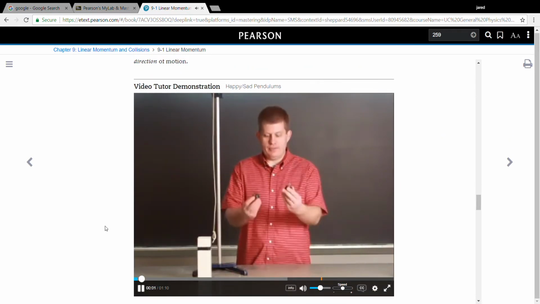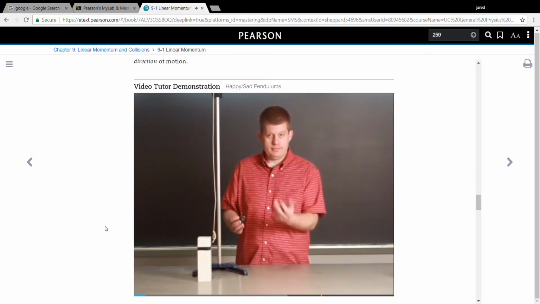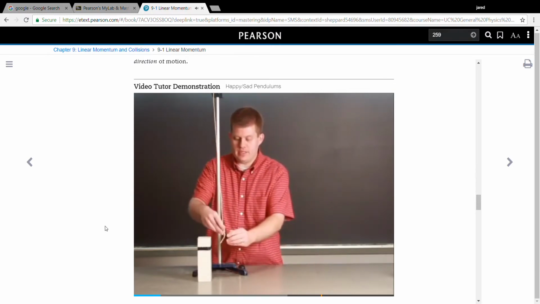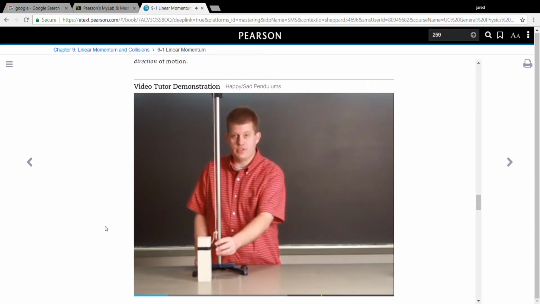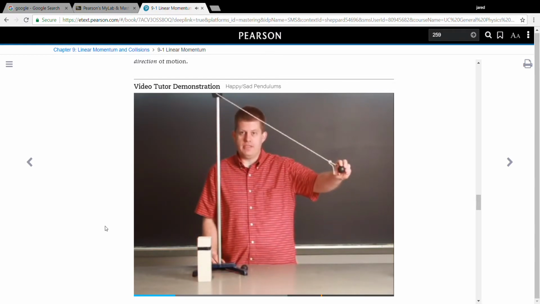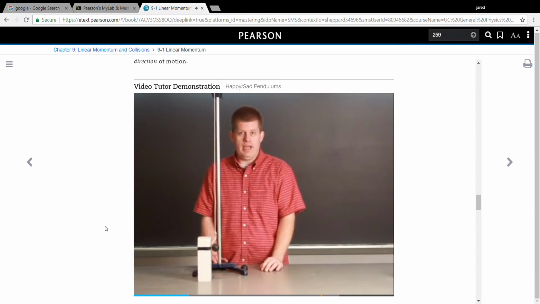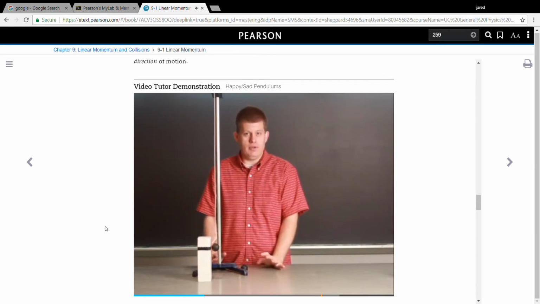In this demonstration, I have two balls that look the same, but one is happy and one is sad. First, I'm going to hang the sad ball from this string, bring it back, and release it so it hits the block. The question is, what will happen to the block when the ball hits it? Will it stay upright or will it fall over?